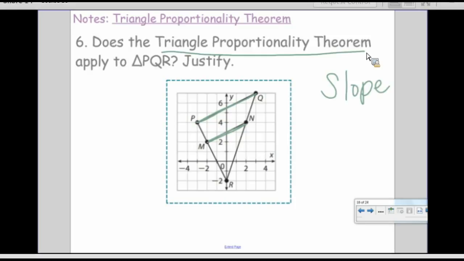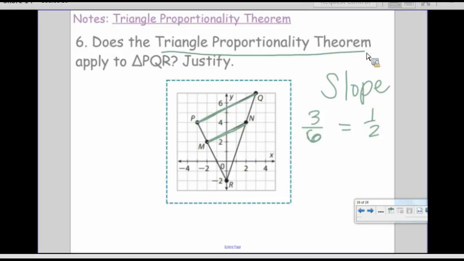If I find the slope of PQ and the slope of MN, what would need to be true if they're really parallel? Same. Now, if they were perpendicular, it would be opposite reciprocals, but we're trying to make them the same. All right. Rise 1, 2, 3. Run 1, 2, 3, 4, 5, 6. Rise 3. Run 6. Ooh. What's the slope?